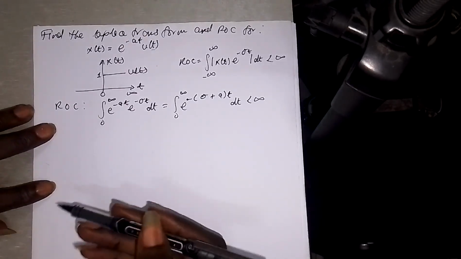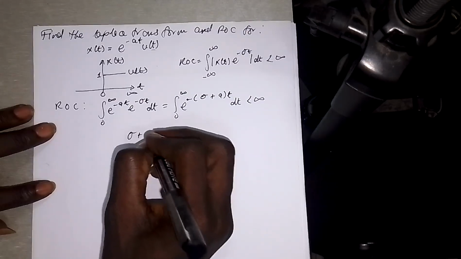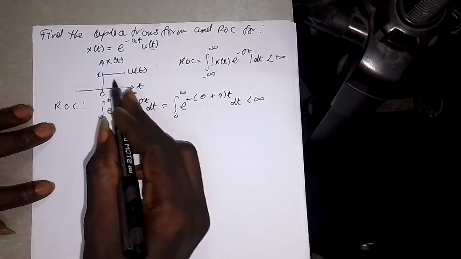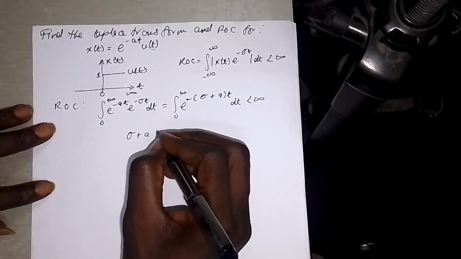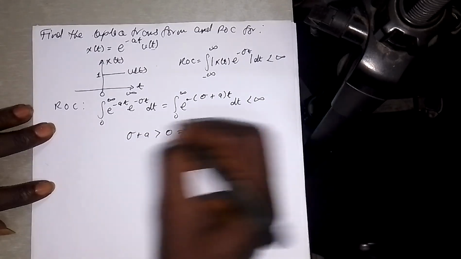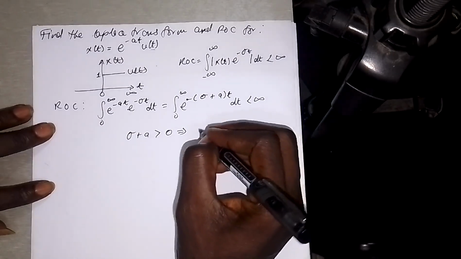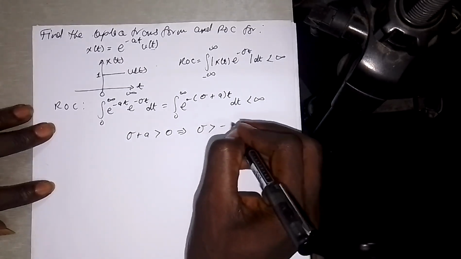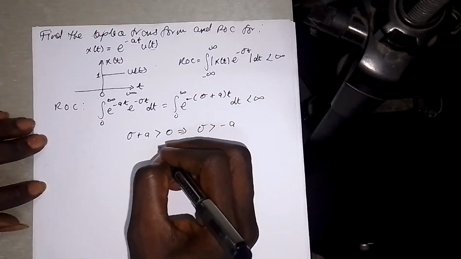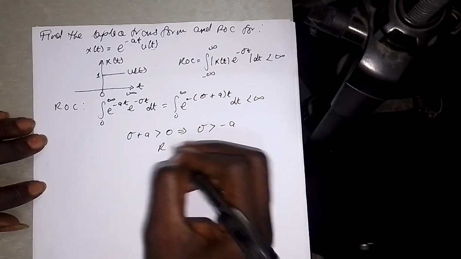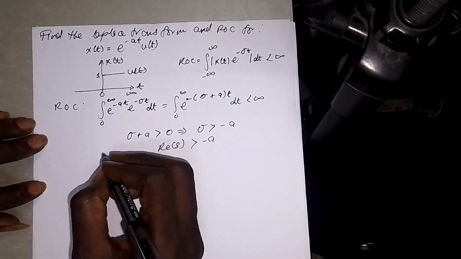All right, so now here I'm just going to have sigma plus a greater than 0 because my graph is lying at the positive region of the x-axis, which is greater than 0. And this one should give me sigma greater than minus a. So basically here what I can say is that sigma is also called real of s. Real of s is greater than minus a.